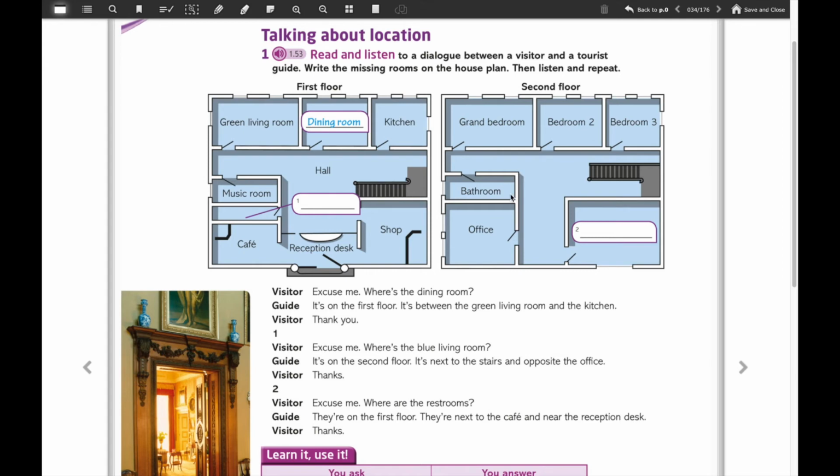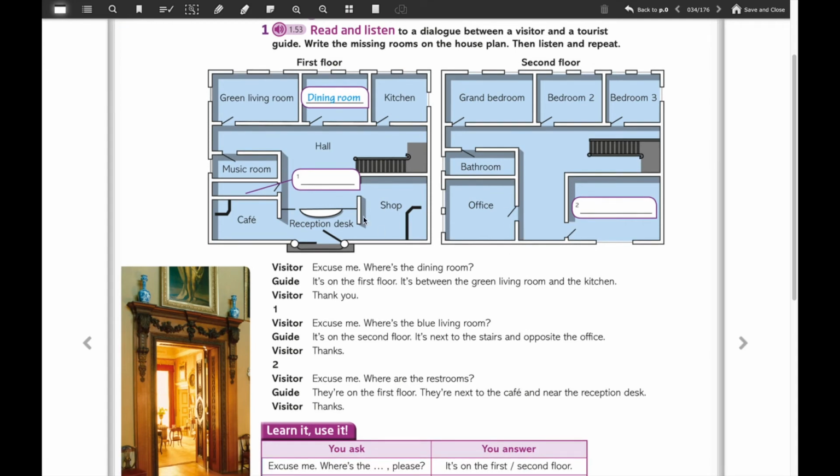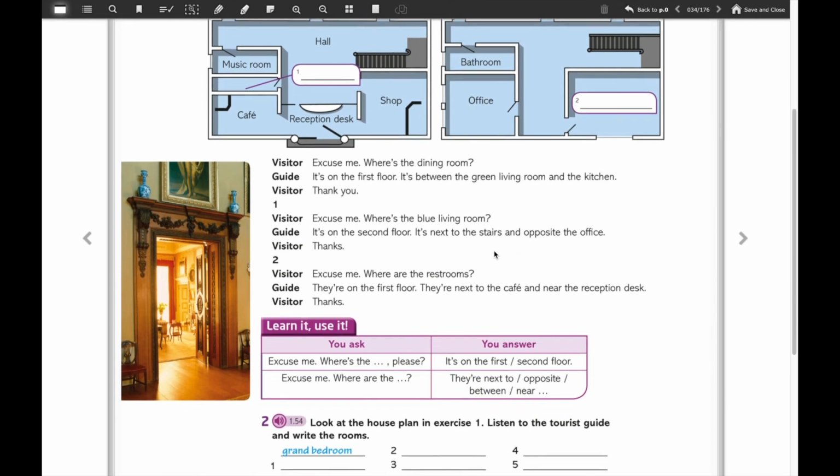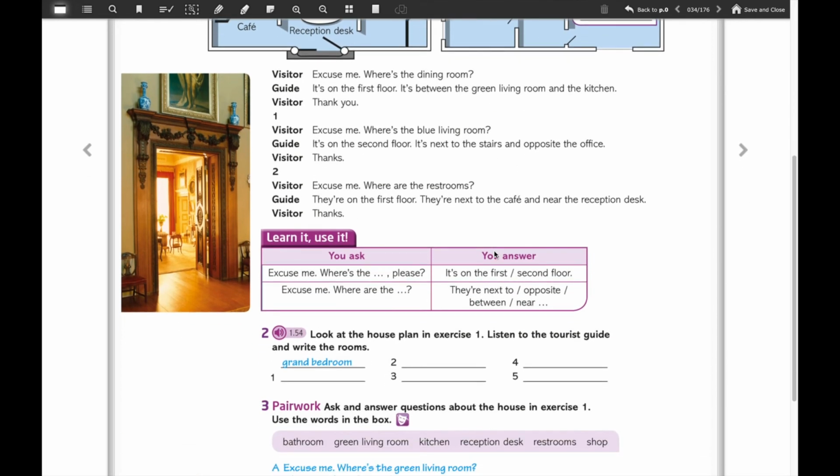Okay, now boys and girls, in online classes, we're going to check this exercise. We're going to analyze it a little bit better. And now we're going to continue here. If you pay attention to the dialogues that you have here, you have some phrases that are very useful in real situations. For example, here says learn it and use it. Here says you ask, you answer. So it says, excuse me, where's the, please. This is only a structure, okay?